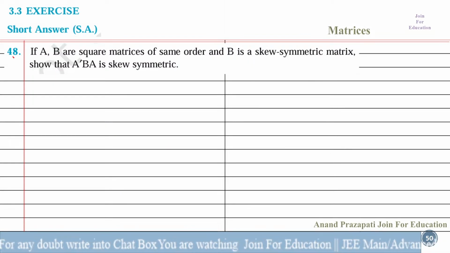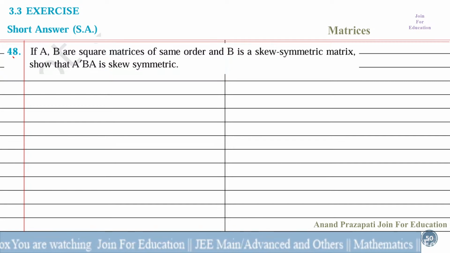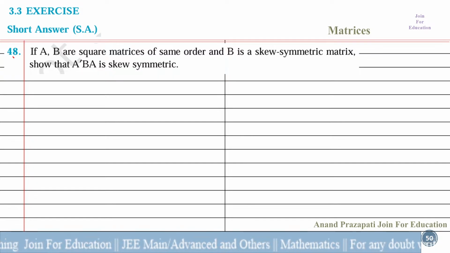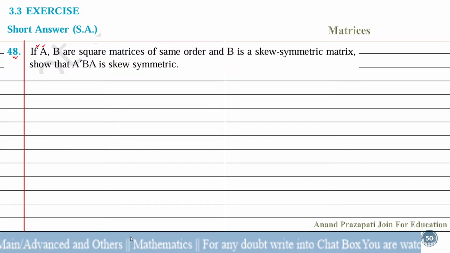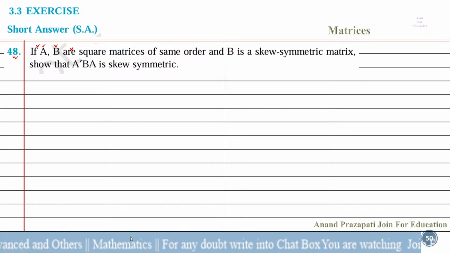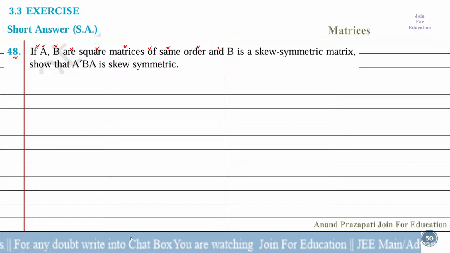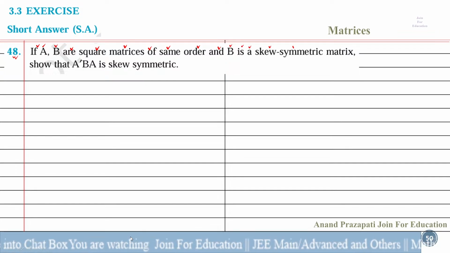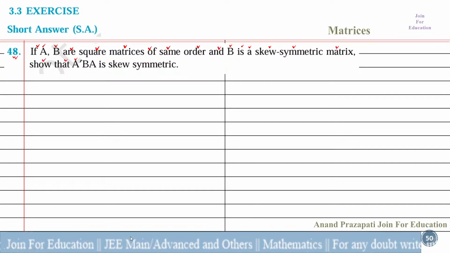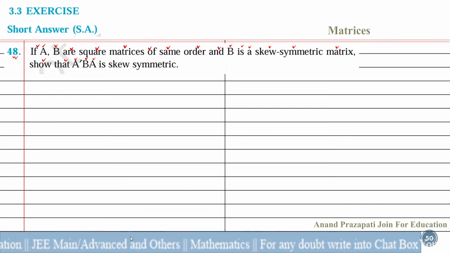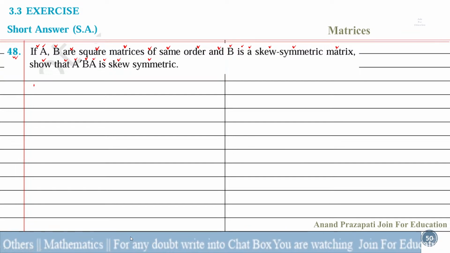Let's see question number 48. If A, B are square matrices of same order and B is a skew symmetric matrix, show that transpose of A into B into A is a skew symmetric matrix. Let's see the solution of this question.